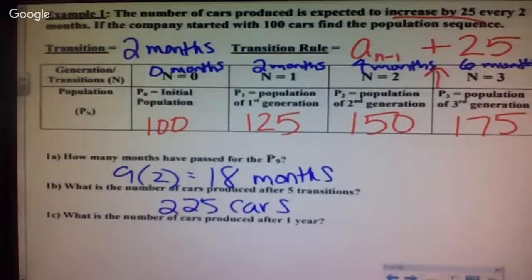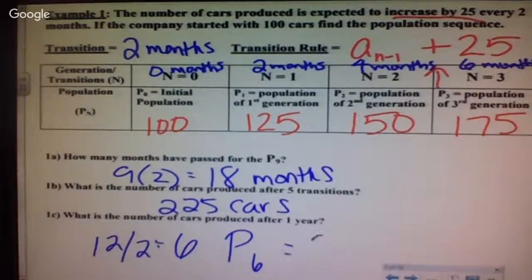Okay, remember, this is happening every 2 months. So if it's happening every 2 months and I'm looking at a year, how many times has it happened? 6. 1 year is 12 months divided by 2, so that's 6. So I'm actually looking for P sub 6. That's where that transition comes in. You've got to think about how often it's happening. So if it's happening every 2 months for a year, it has happened 6 times, which then makes this 250.